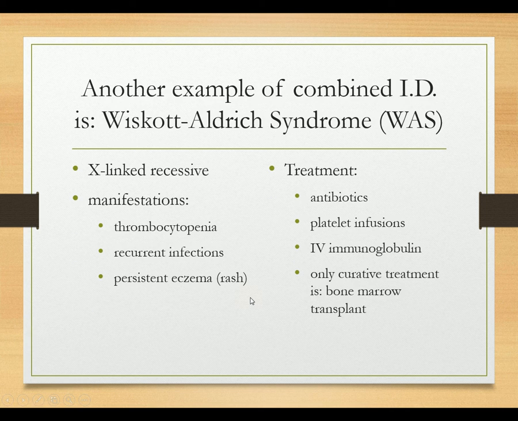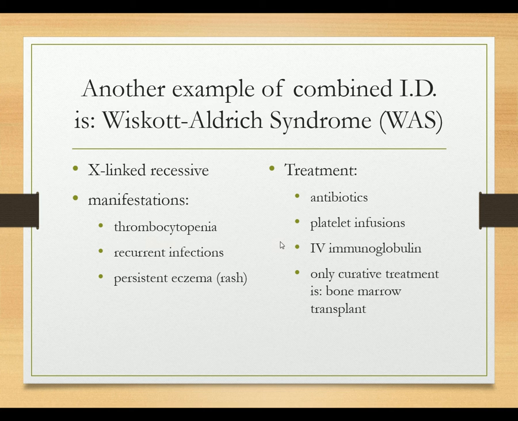Another example of combined immunodeficiency is what we call the WAS syndrome. This is Wiskott-Aldrich Syndrome, or WAS syndrome. It's X-linked recessive, which means that it mainly affects males. Manifestations include thrombocytopenia, so they have petechiae, they have other indications of impaired clotting abilities, especially during the neonatal period.